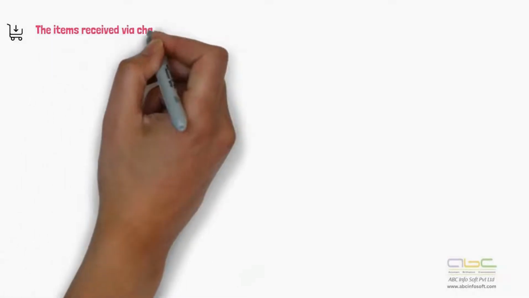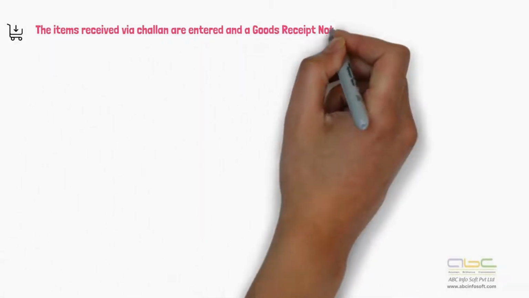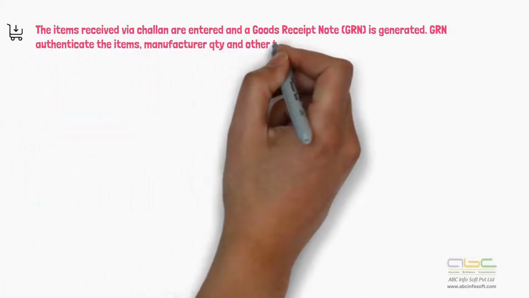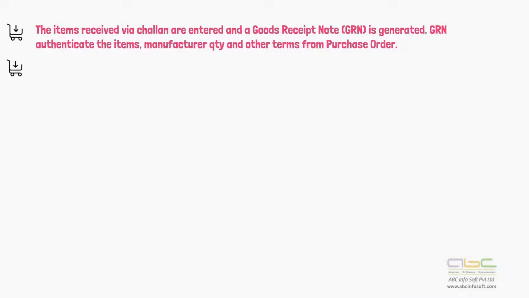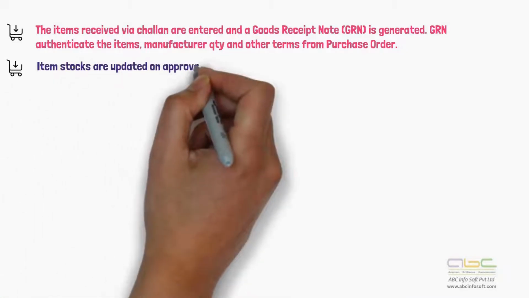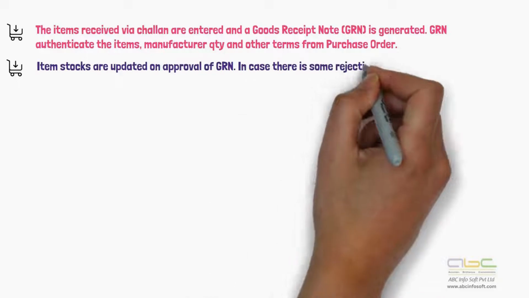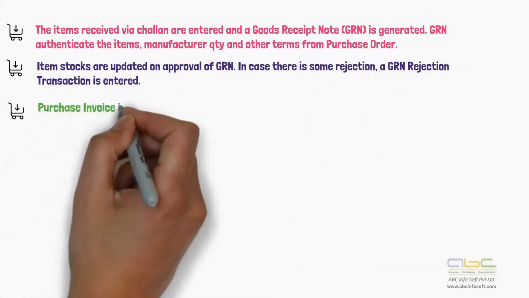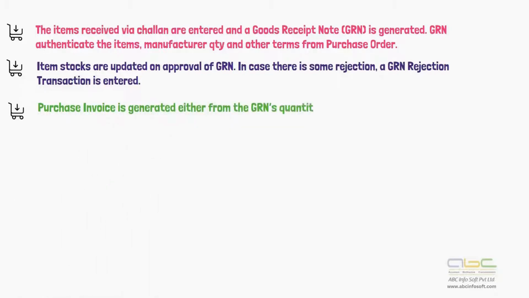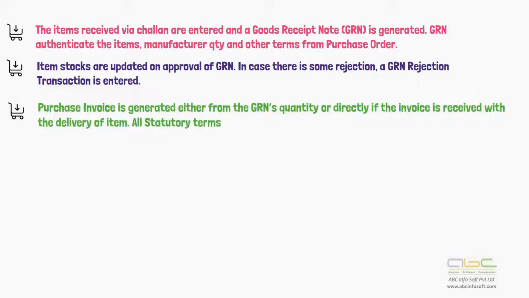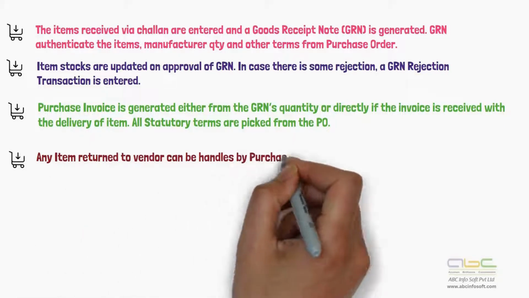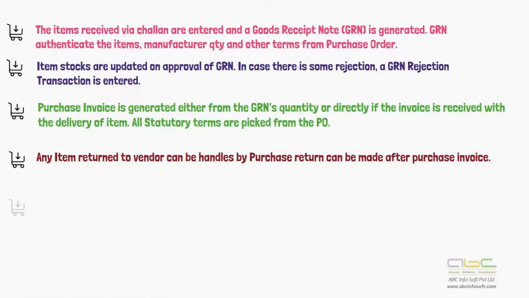The items received via challan are entered and a goods receipt note, GRN, is generated. GRN authenticates the items, manufacturer, quantity and other terms from purchase order. Item stocks are updated on approval of GRN. In case there is some rejection, a GRN rejection transaction is entered. Purchase invoice is generated either from the GRN's quantity or directly if the invoice is received with the delivery of item. All statutory terms are picked from the PO. Any item returned to vendor can be handled by purchase return after purchase invoice.